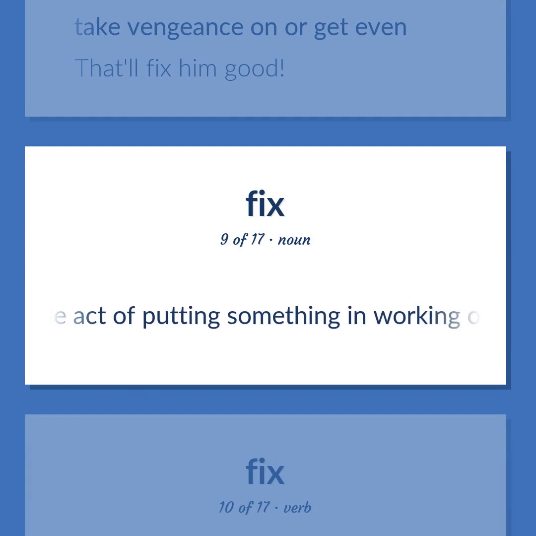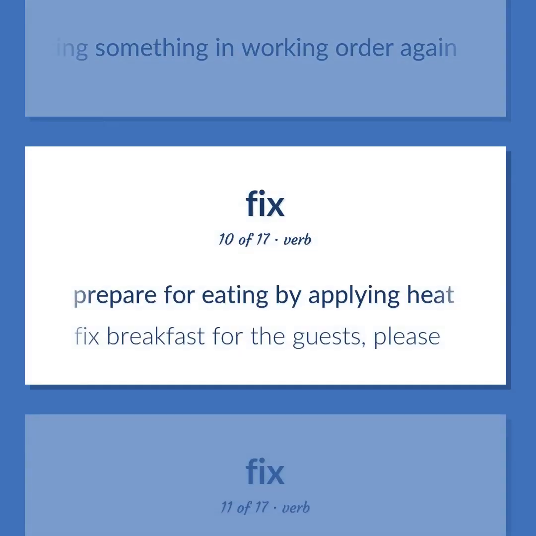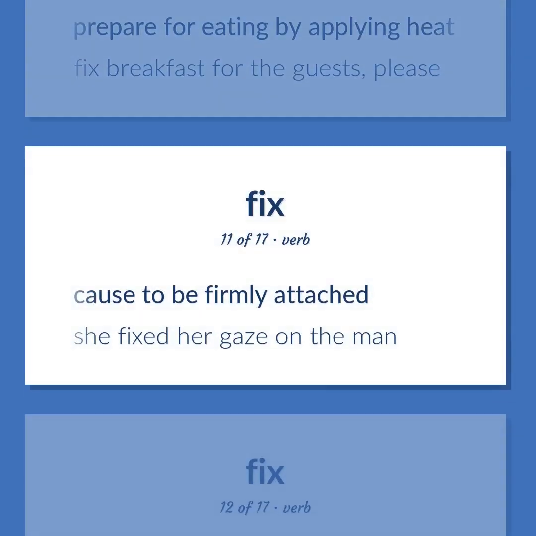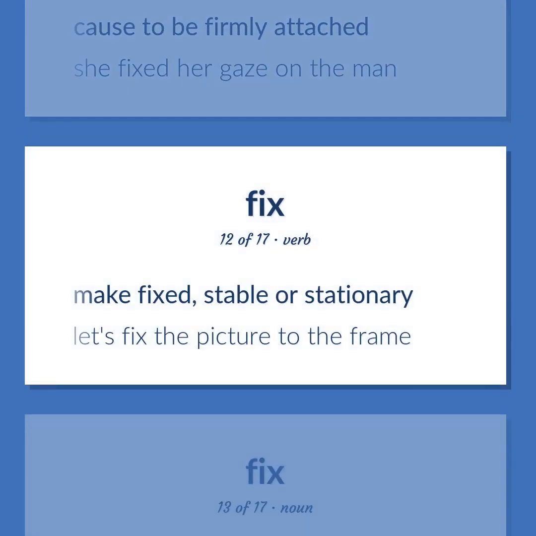The act of putting something in working order again. Prepare for eating by applying heat. Fix breakfast for the guests, please. Cause to be firmly attached. She fixed her gaze on the man. Make fixed, stable or stationary. Let's fix the picture to the frame.